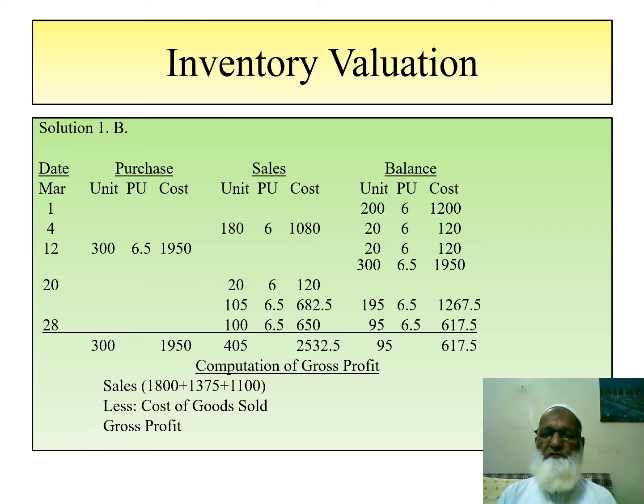Now, computation of gross profit, how to calculate. If we go to the previous slides and add up the sales total, we had made 3 sales, 1800 plus 1375, and these are the selling prices. If we add it up and deduct the cost of goods sold, sales less cost of goods sold gives us the gross profit. Right? It's hidden over here, but this is the cost of goods sold.